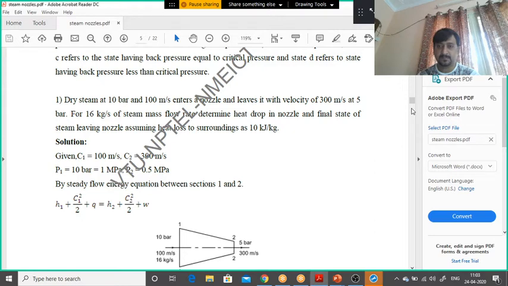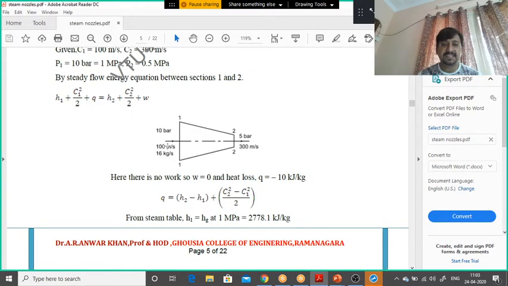Here we can see H1 plus C1 square by 2 plus Q equals H2 plus C2 square by 2 plus W. The given data is 10 bar, 100 meter per second, 16 kg per second, 5 bar and 300 meter per second. Here there is no work, so W is equal to 0 and heat loss Q is equal to minus 10 kilojoules per kg. They had given it. So Q is equal to H2 minus H1 plus C2 square minus C1 square by 2.